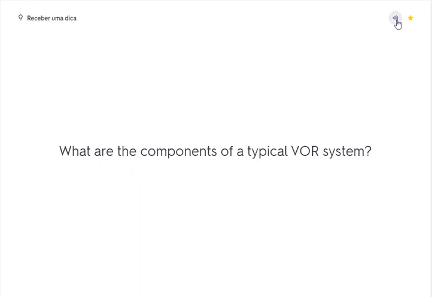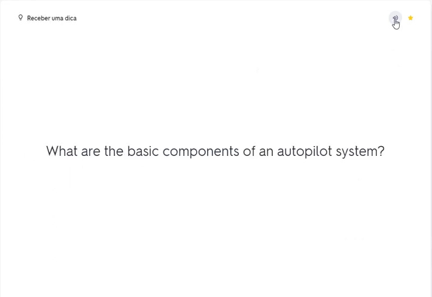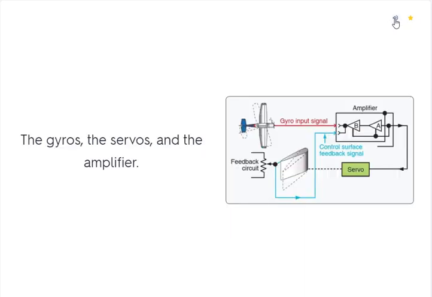What are the components of a typical VOR system? A receiver, a visual indication, antennas, and the power supply. What are the basic components of an autopilot system? The gyros, the servos, and the amplifier.